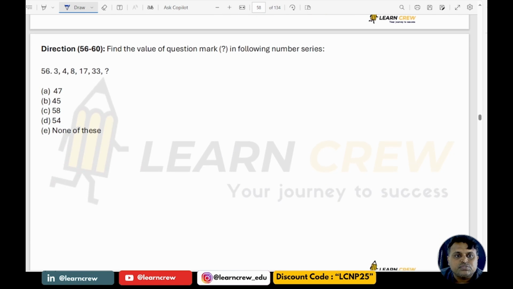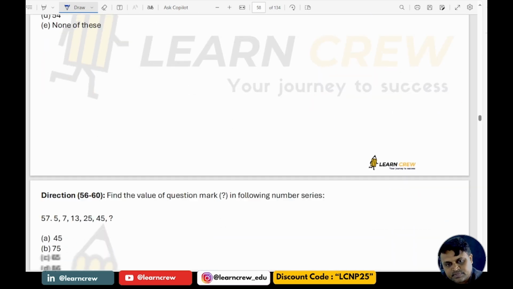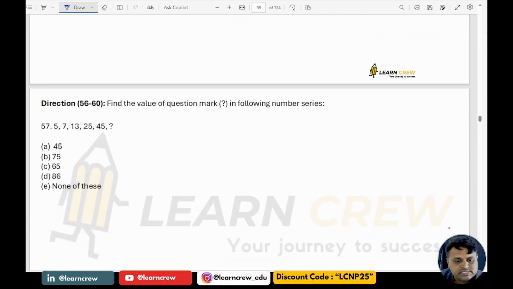Now 56 to 60 are based on number series. 3, 4, here difference 1, here difference 4, here difference 9, here difference 16, here difference 25. So the answer is 58. Next, 5, 7, 13. Here 2 difference, here 6 difference, here 12 difference, here 20 difference. Here difference 4, here 6, here 8. Difference of differences, the next difference has to be 10. So it has to be 30.